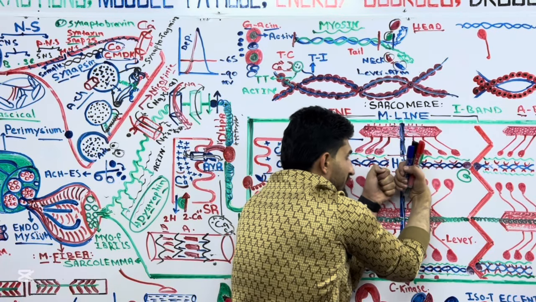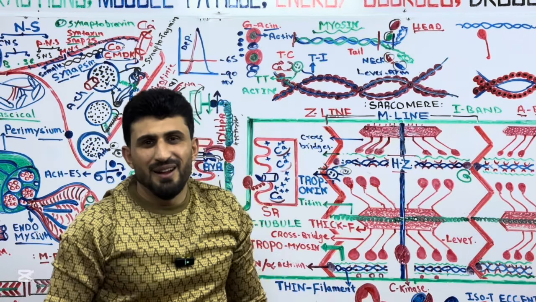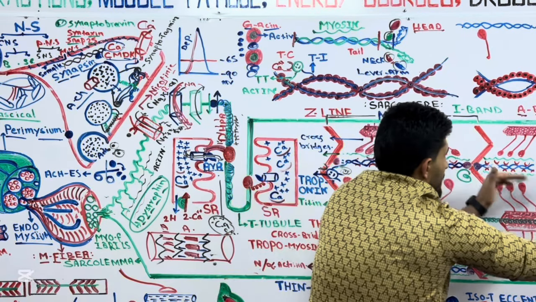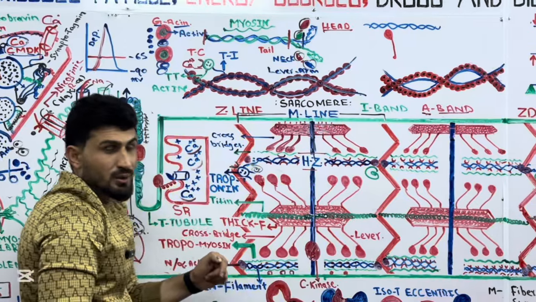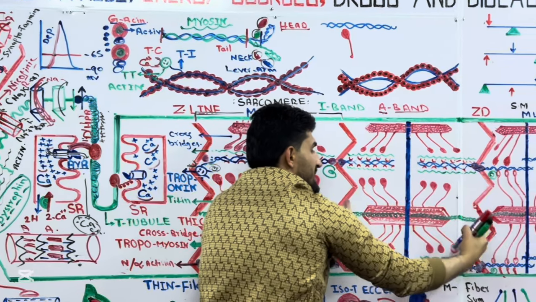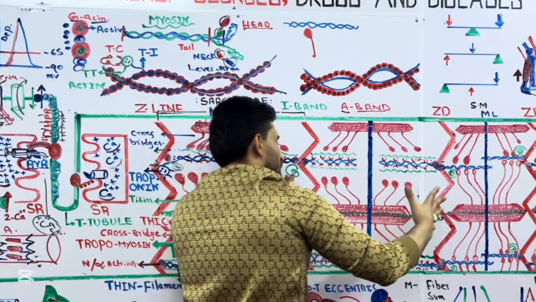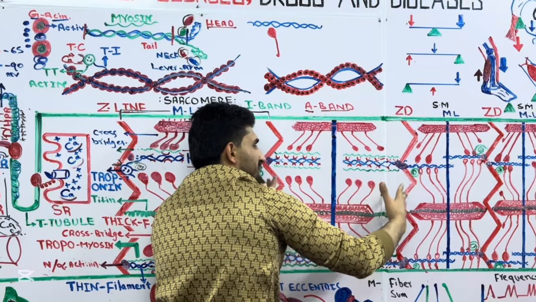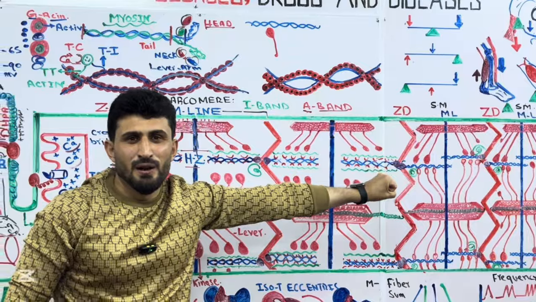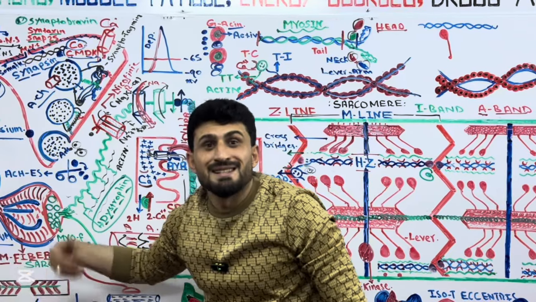And due to this power stroke, these two filaments come toward each other. Now, when a lot of thin filaments overlap or cross each other, they cause these Z-discs to come close to each other. And when you bring these Z lines or Z discs close to each other, it means you shrank this myofibril.